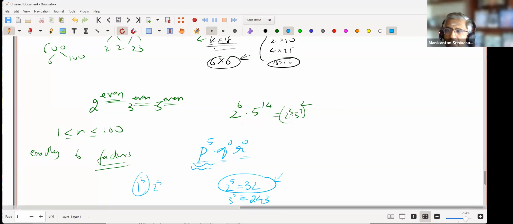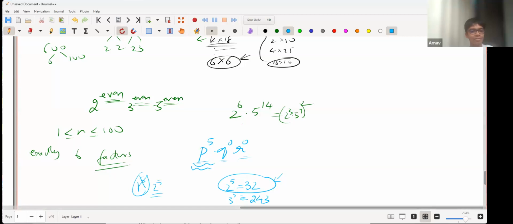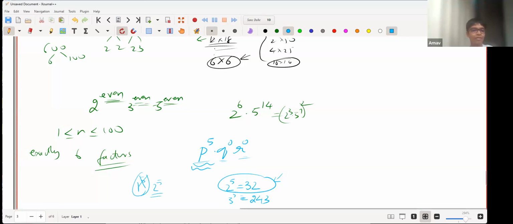How many factors does the number 1 have? Only 1. I told you just a few minutes ago, 1 does not figure in the prime factorization business at all. So don't count 1 that way.